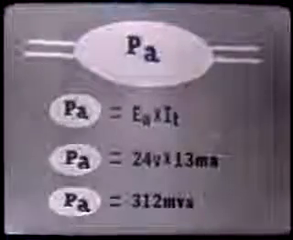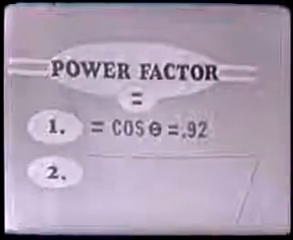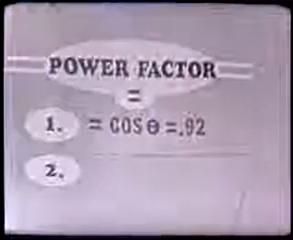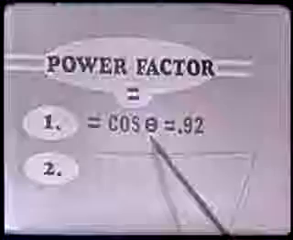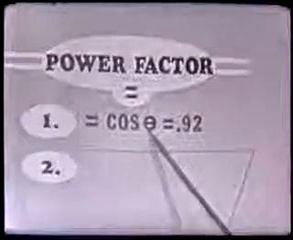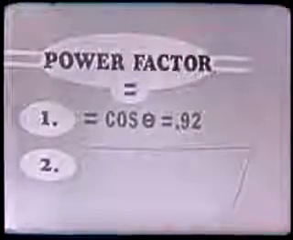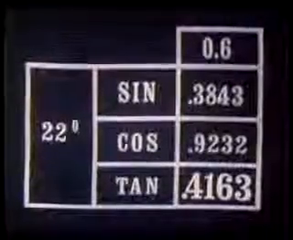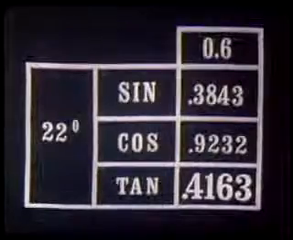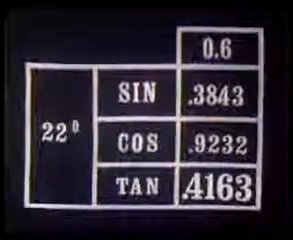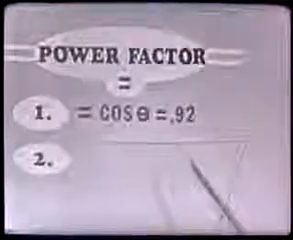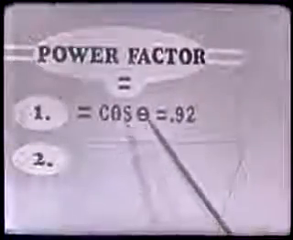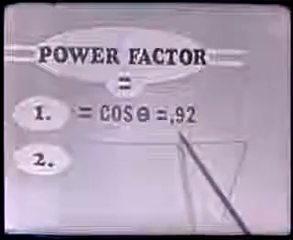With this, then, we can determine the efficiency of our circuit, or better known as the power factor. And we know that the power factor is always equal to the cosine of the phase angle. Well, the cosine of 22.6 degrees, by looking at our trig table, we can see is 0.9232. So once we have determined our phase angle, we also know our power factor simply by taking the cosine of the phase angle, which is 0.92.